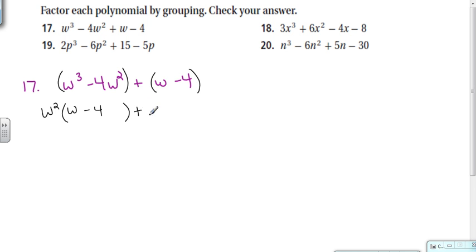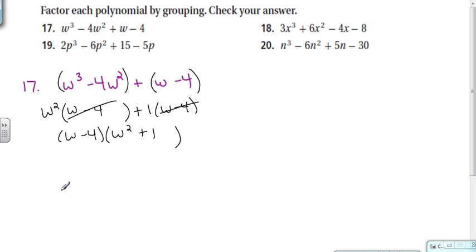Then my plus sign, then what's the greatest common factor between w and negative 4? Well, that's nothing in common, so then it's a 1. So then this is not factored because I have a plus sign outside of parentheses, so it's not a multiplication problem yet. But what I notice is the first multiplication problem is a w minus 4. The second multiplication problem has w minus 4. So what they have in common is w minus 4.